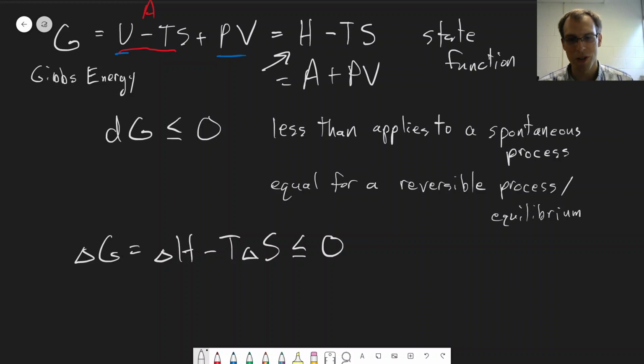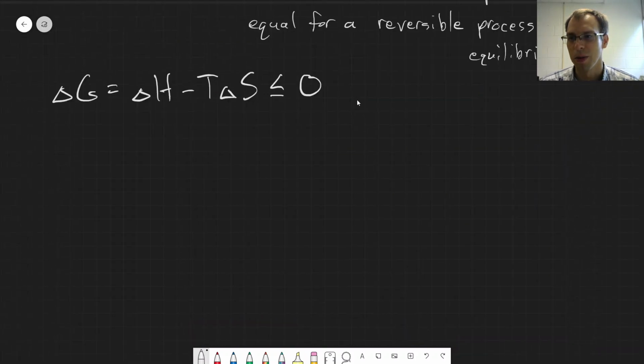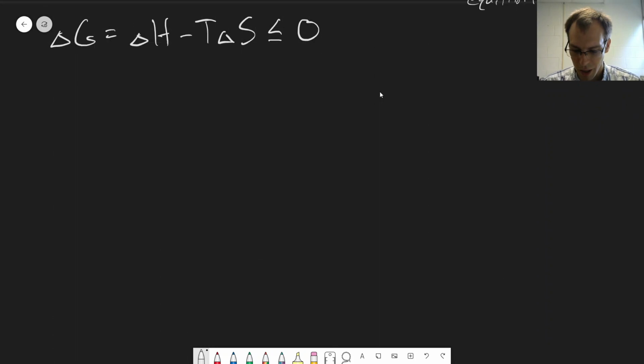And this is probably the version you are familiar with and that you've seen many times before, possibly even starting from high school chemistry, definitely in general chemistry. And so this is our condition for spontaneity for a process. So let's think about what this implies. Remember, this is happening at constant pressure, so delta H is equal to Q at constant pressure.